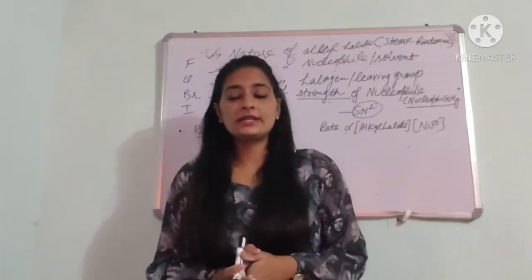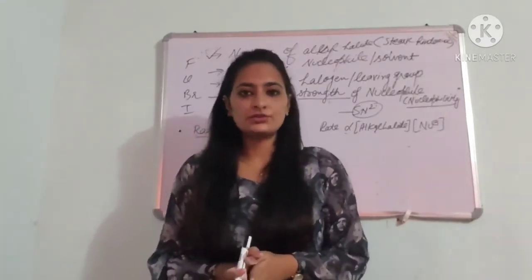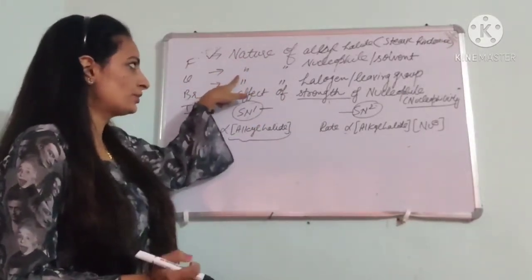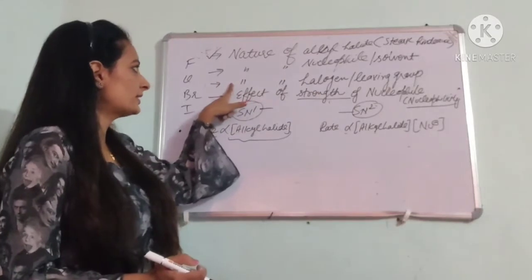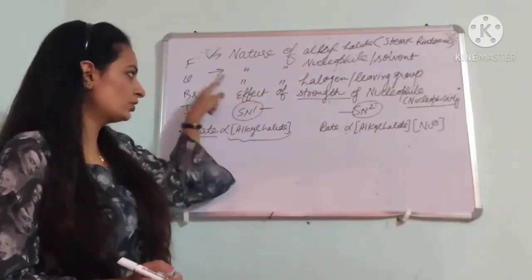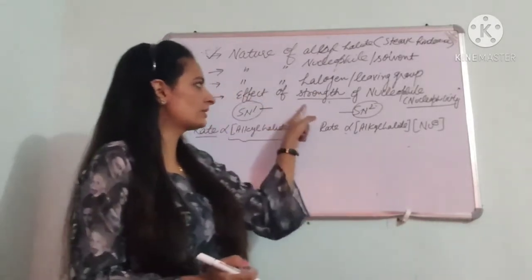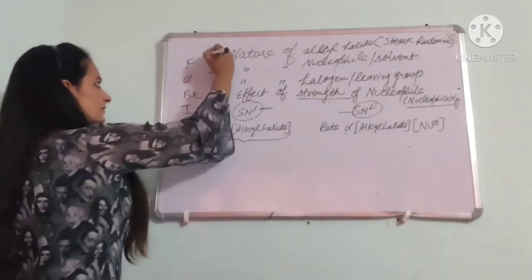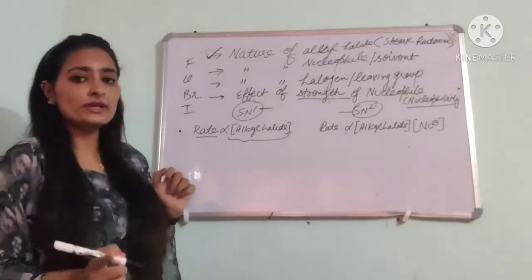Now let's start with the various factors affecting the SN1 and SN2 reactions. The very first factor is the nature of the alkyl halide. Second is the nature of the nucleophile or your solvent. Third factor is the nature of the halogen or your leaving group. Then the last factor is the effect of the strength of the nucleophile, or nucleophilicity. So let's focus on the very first factor, that is the nature of the alkyl halide.